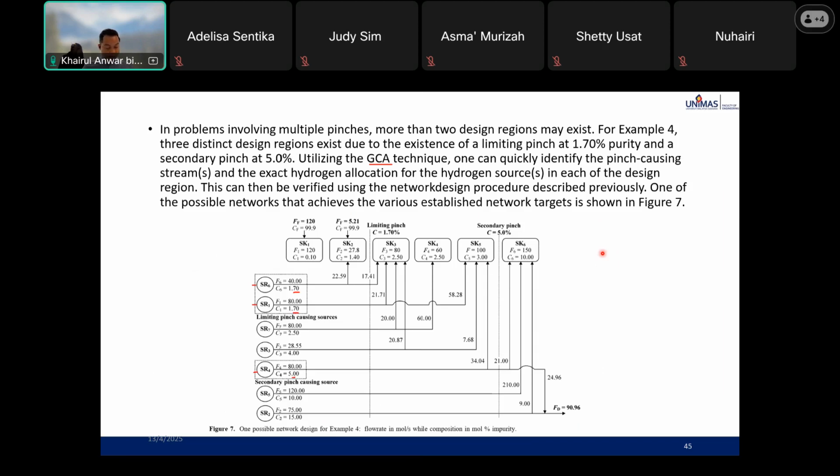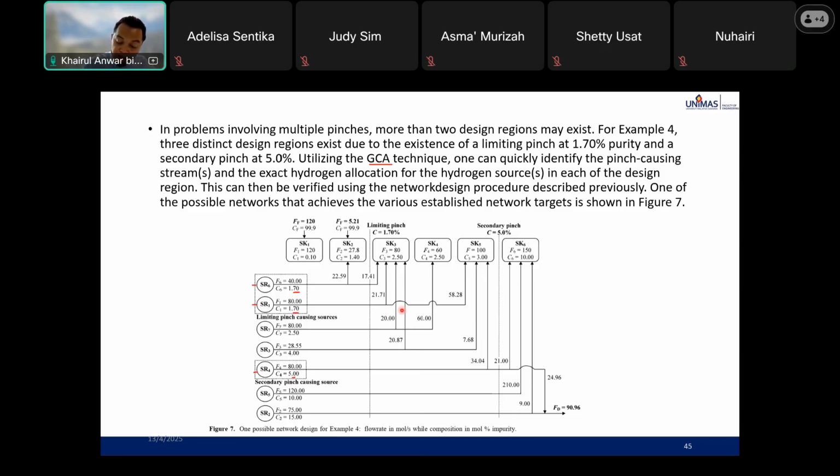NAD method developed by Wan Alwi and Manan. So this method, network allocation diagram. The correct elimination of the limiting pinch is crucial in problems involving multiple pinch points and red pinches. Elimination of the wrong pinch point.